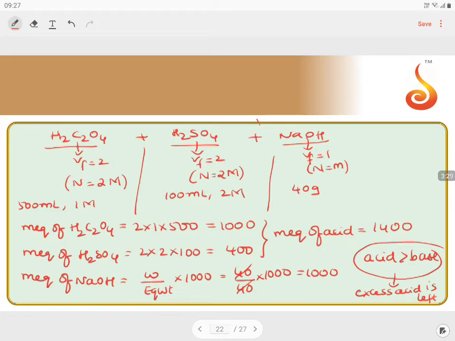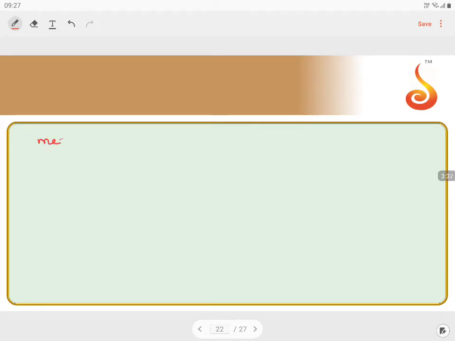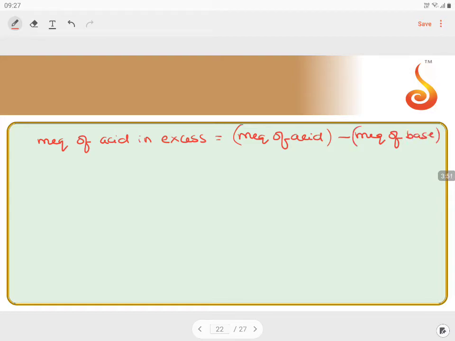How much is it? The milli equivalents of excess is equal to milli equivalents of acid minus milli equivalents of base, which is 1400 minus 1000, which comes to be 400.